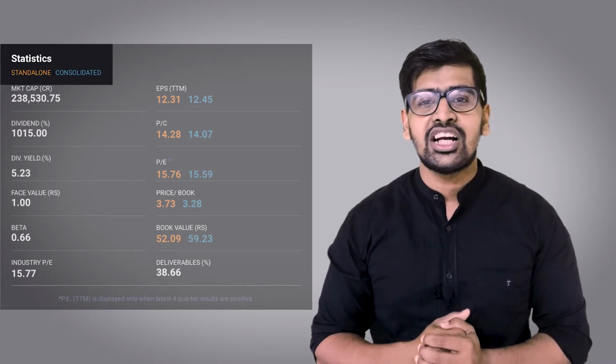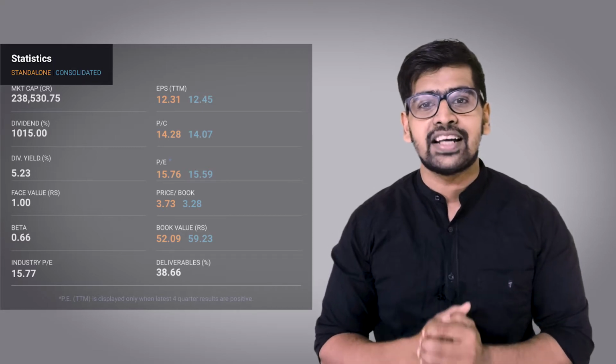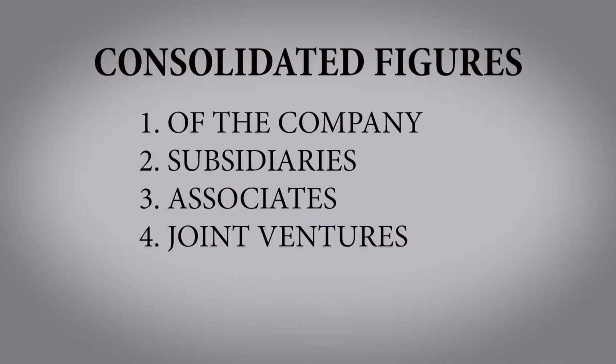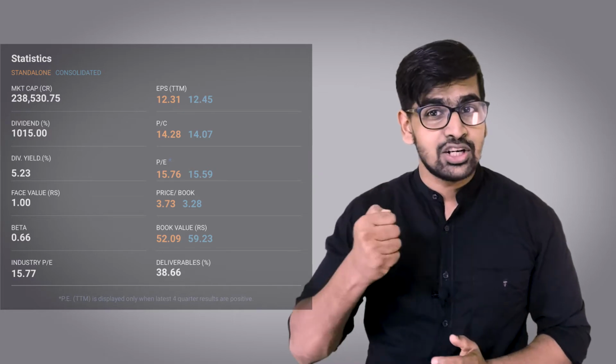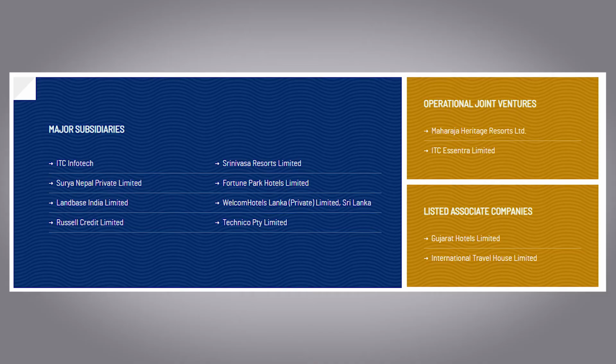Standalone numbers show the financial position of the company ITC Limited alone, whereas the consolidated numbers tell us the financial position of the company along with its subsidiary companies, associates and joint ventures. Subsidiary companies are companies wherein this parent company has invested and has a controlling position. Here I am sharing a list of subsidiary companies where ITC has invested and has a controlling position. So when you are investing in shares, you are also indirectly investing in these subsidiary companies. So it is needless to say that the consolidated numbers are of paramount importance to investors.